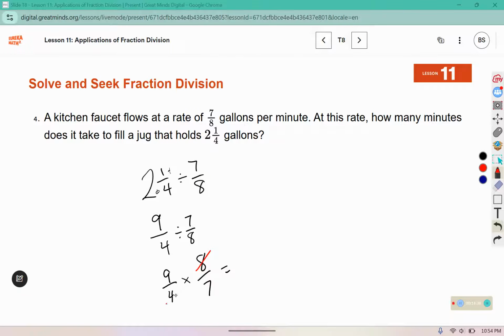I notice 8 and 4 both have multiples of 4, so I can simplify now to make it a little easier. 9 times 2 is 18. 1 times 7 is 7. 7 fits into 18 2 times. 2 times 7 is 14, so I need 4 more to get to 18. 2 and 4/7 minutes.